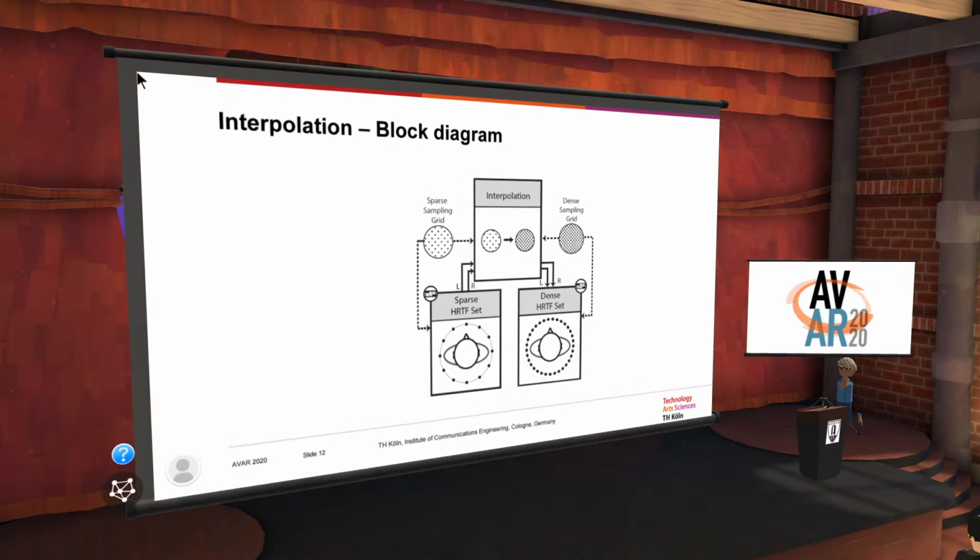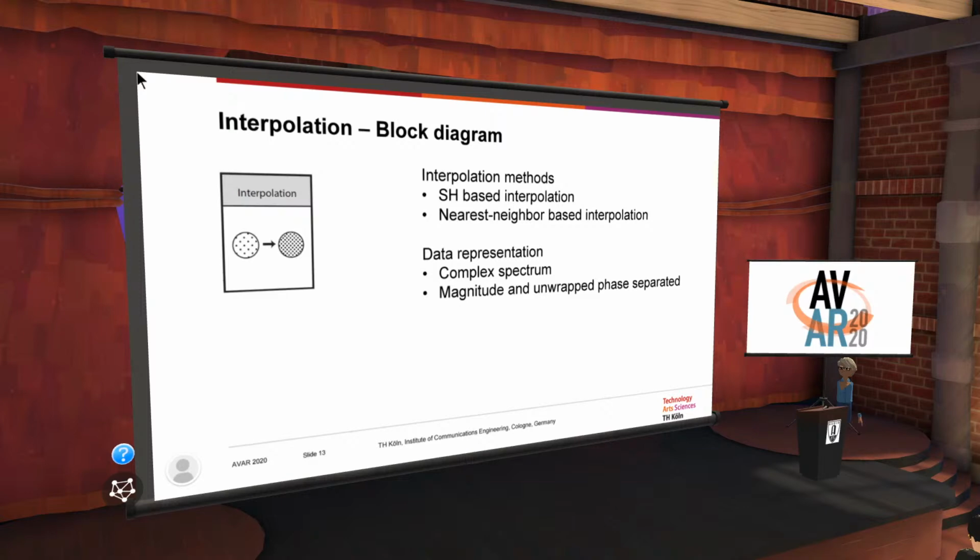So I would like to bring the interpolation into some kind of block diagram, and what you see now is nearly trivial. You see a sparse HRTF set sampled on the sparse sampling grid. Surprise, surprise. Then we are doing some kind of interpolation, and we end up with a dense HRTF set on a dense sampling grid. I think you will agree that this is the idea of spatial upsampling. But the important thing is that in this interpolation block, everything could be put in. We can put in SH-based, spherical-harmonics-based interpolation methods, or nearest-neighbor-based interpolation methods. Or if you invent a new interpolation method, you can apply it there.